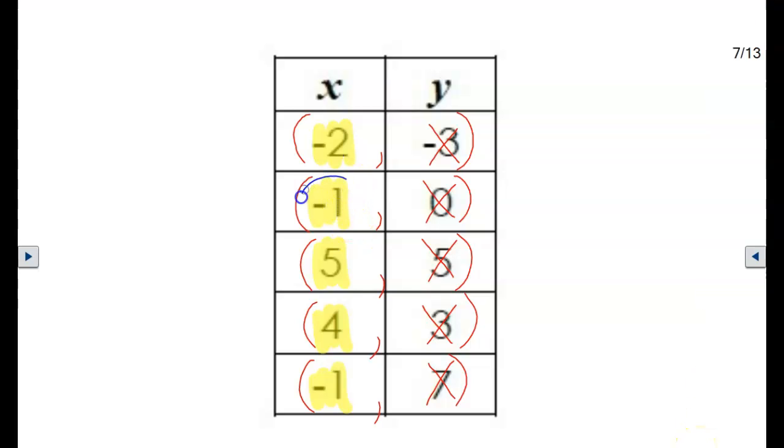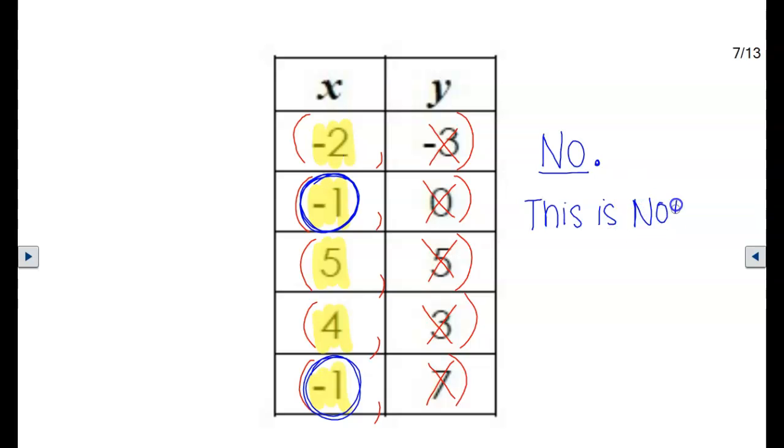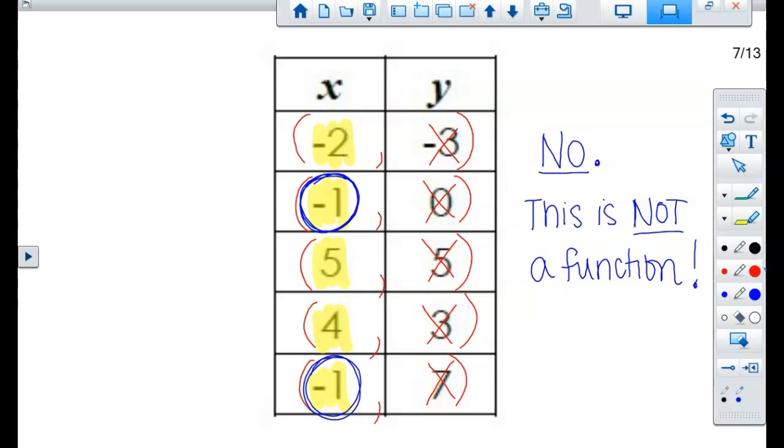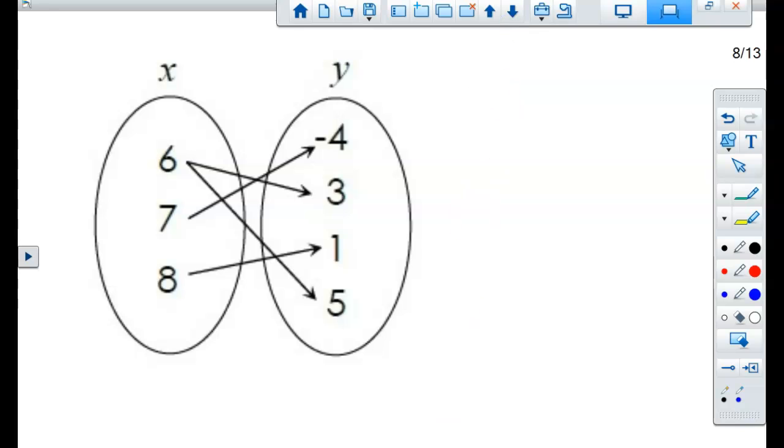And the answer is yes. I do have a repeated number. Negative 1 was my x value up here, and then negative 1 was my x value down here as well. So I repeated that x. So because I repeated that x, I'm going to say no, this is not a function. A function cannot repeat x values. So anything that does repeat an x value cannot be a function. It's as simple as that.